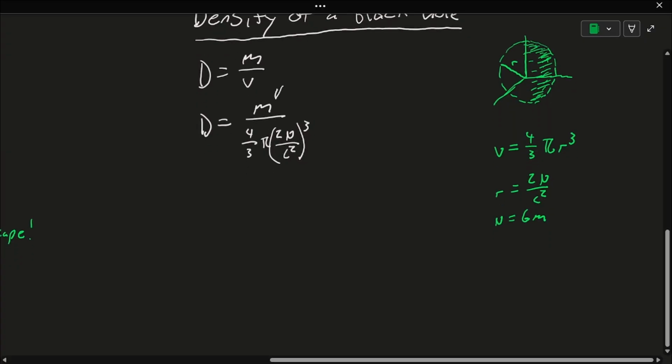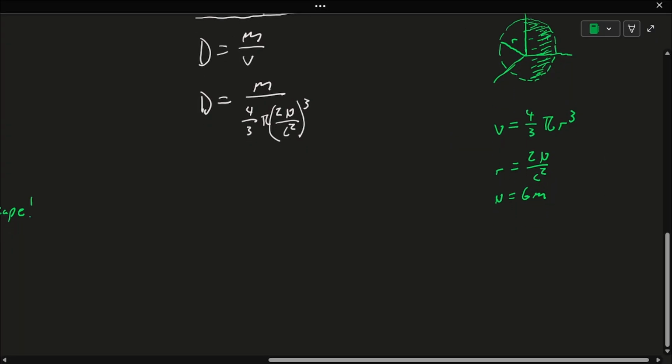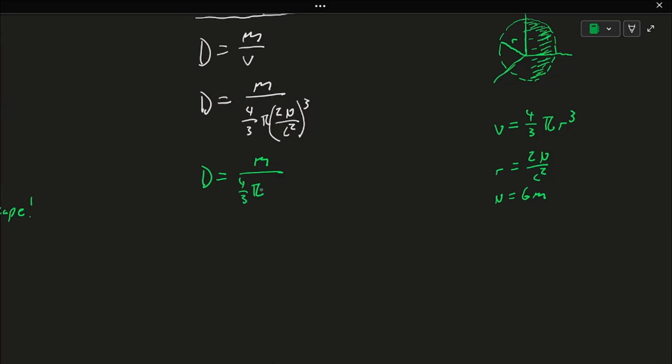So this mass is kind of getting in the way because we don't actually know the mass and we don't really care about the mass too much. We just want the size and density. But there's a kind of cool little method we can use to get rid of it. So what we can do is rewrite this again as d equals m divided by 4/3 pi and then 2 mu divided by c squared. Now I'm just going to square this and pull one of these out. So 2 mu divided by c squared. You'll see why I do that in a minute.